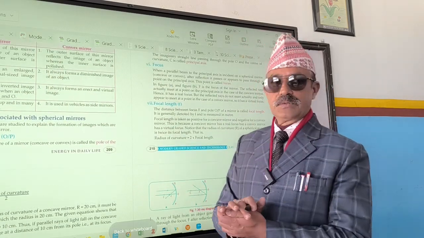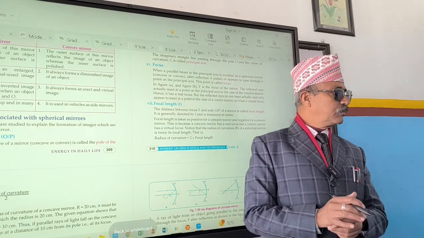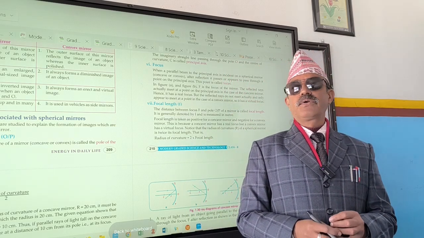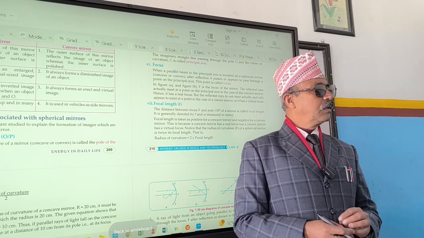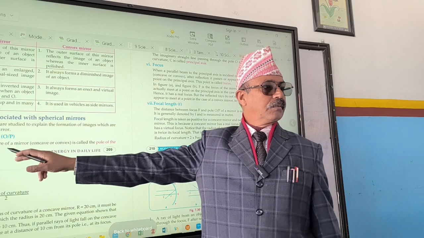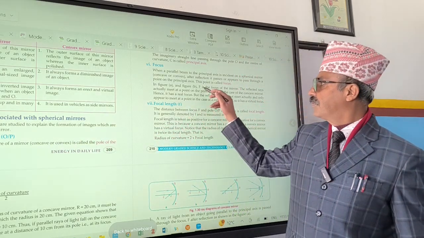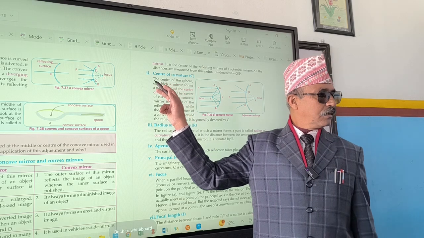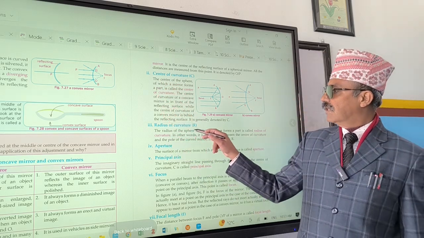Now the last question, that is the 4th question, is define the following terms. Number 1, pole of the mirror. A, pole of the mirror. B, center of curvature. C, radius of curvature.